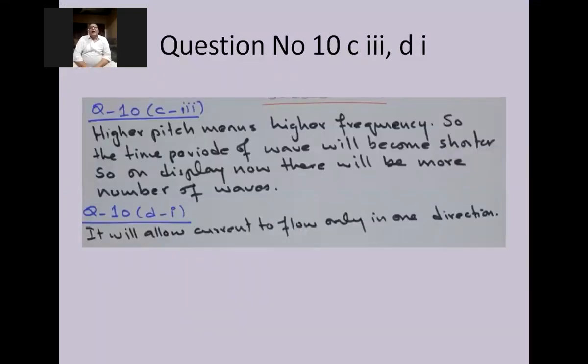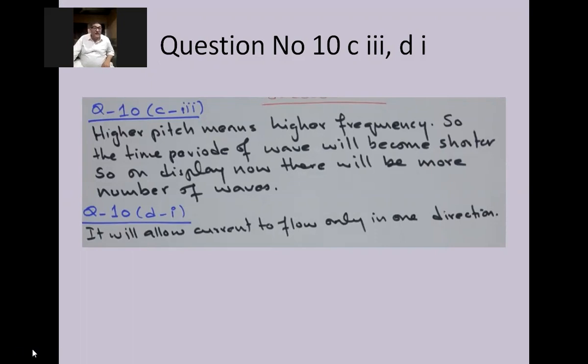Higher pitch means higher frequency. So the time period of the wave will become shorter. So on the display there will be more waves. Right now there were 2.5 waves, so now there will be more than 2.5 waves showing on the display. When the pitch becomes higher, the frequency becomes higher and the time period becomes smaller. So more waves are shown on the display. Hopefully you have understood the argument we have written here.